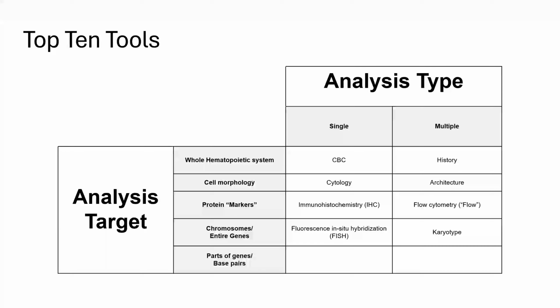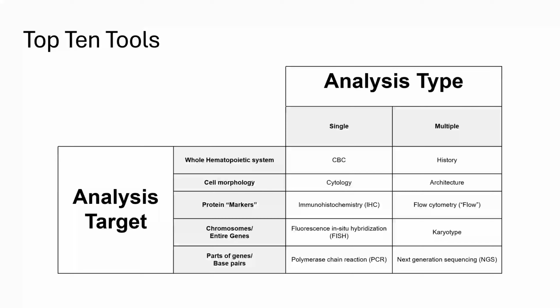Going even smaller, we can look at parts of genes or base pairs. We do it one at a time. We can use the tool of PCR, polymerase chain reaction, to analyze a target base pair within a target gene. And if we look at multiple genes or multiple base pairs within the DNA or RNA, we can use the tool of next generation sequencing, or NGS. All these together are the top 10 tools of hematopathology.